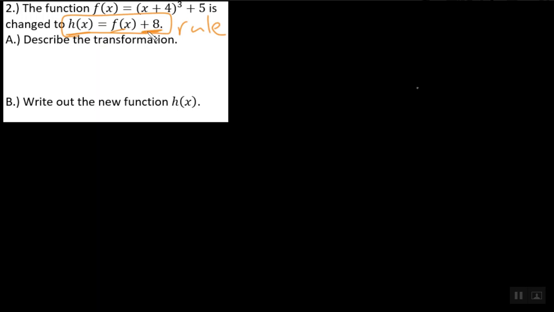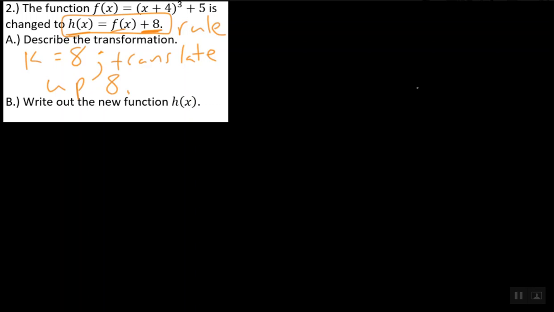And notice that this plus 8 is outside of the parentheses. So when it's outside of the parentheses, that is our k term. We'd say k is equal to 8. And when k is a positive 8, we're going to translate up 8 because it's positive. And remember, it's outside the parentheses, being added or subtracted, so it moves us up or down.